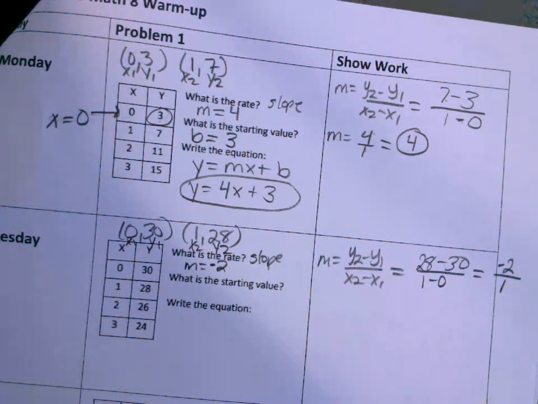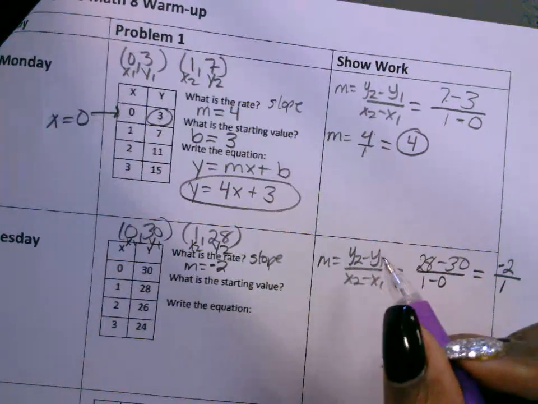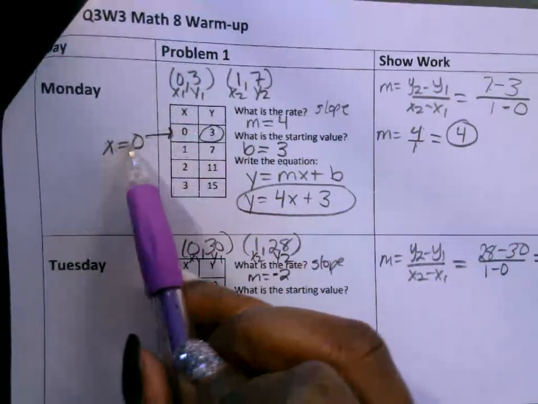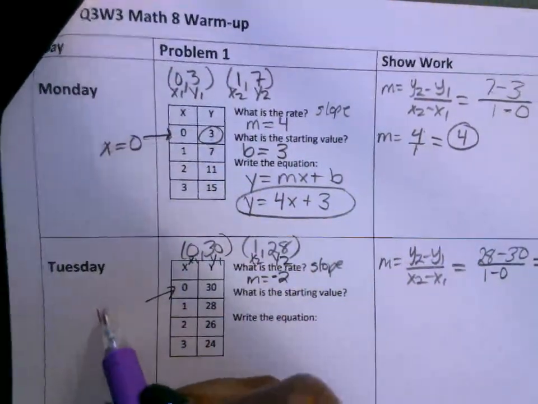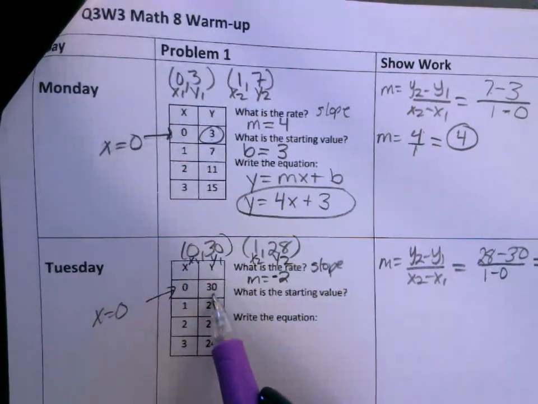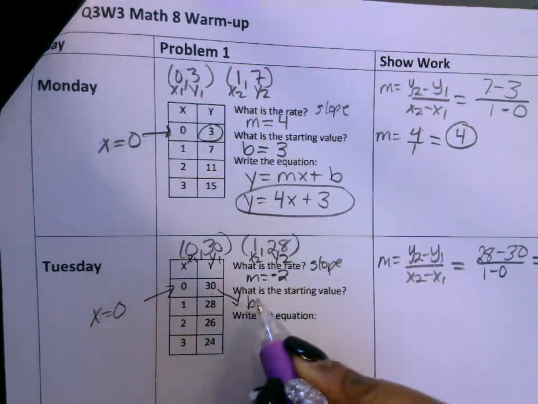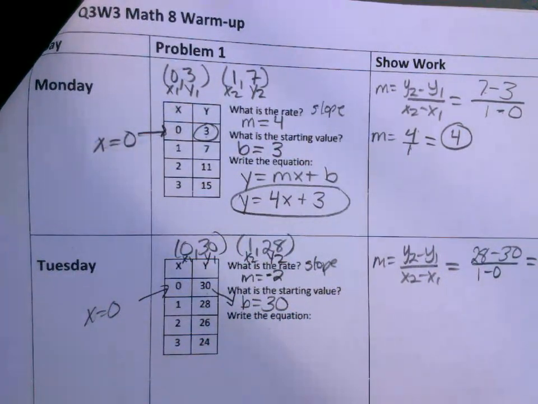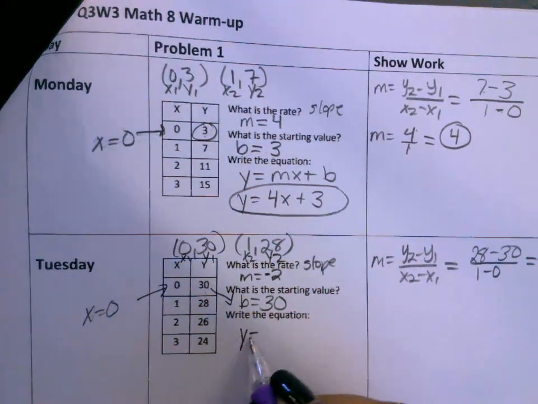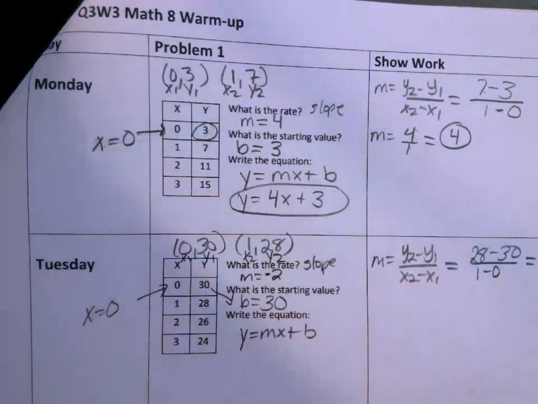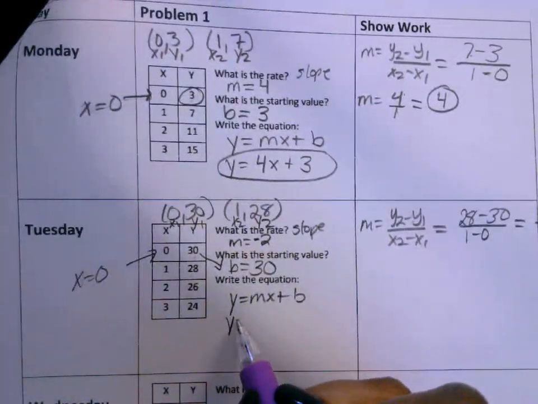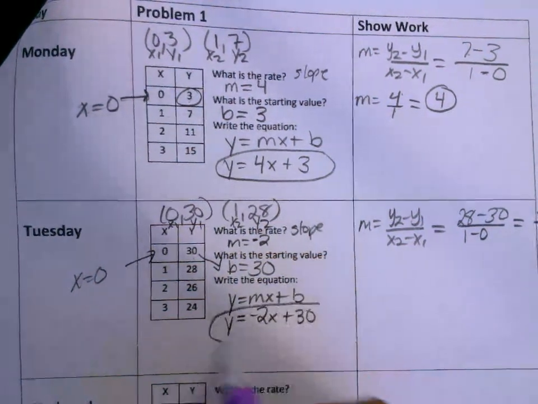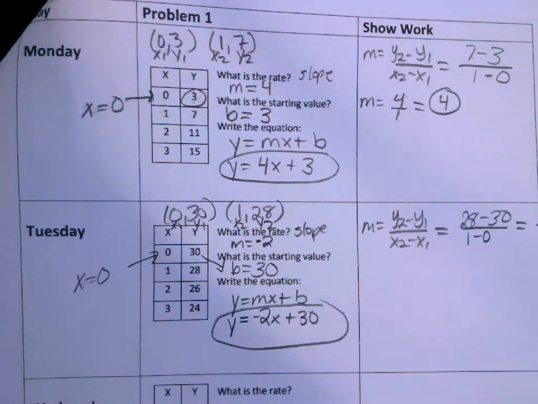All right. Starting amount. Your starting amount is going to be, like we did yesterday, wherever you see x is equal to 0. X is equal to 0 right here. So this is my starting amount. My starting amount is 30. B is equal to 30. Now, how do I write an equation in slope-intercept form? Y is equal to negative 2x plus 30. Good job. Okay. I'm going to pause for the calls to give us a chance to write.